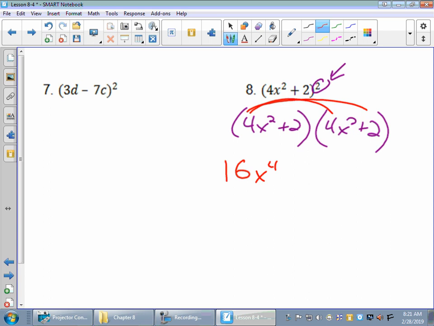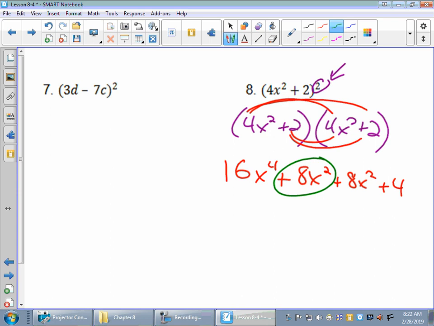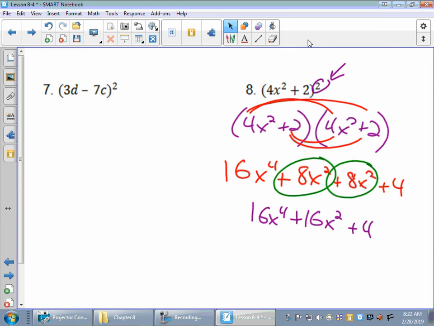The outside terms, 4x squared times 2, would be plus 8x squared. The inside terms, again, I told you they're going to be the same, 8x squared. Those are going to be the same in this section. And then the last terms, 2 times 2, is a positive 4. So now I have to combine my ones in the middle. Remember, the shortcut is to double that to give you a 16x squared in the middle. And then your 16x to the 4th stays here, and your plus 4 comes down as well. And there is your answer. So those are your shortcuts. And again, you don't have to use them. You can always just FOIL.